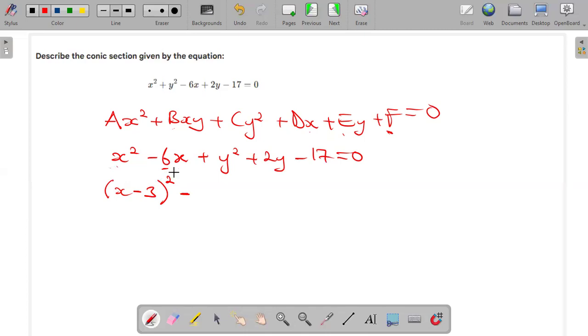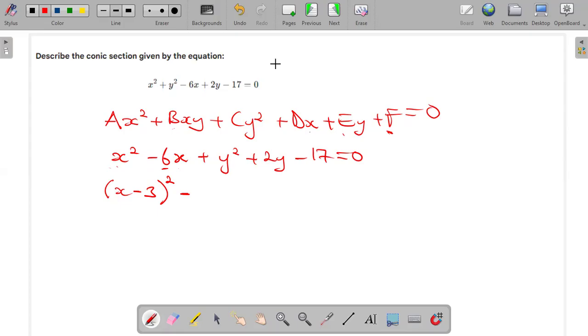Yes, go on. Why are we dividing 6 by 2? Is that your question? Yeah, okay.